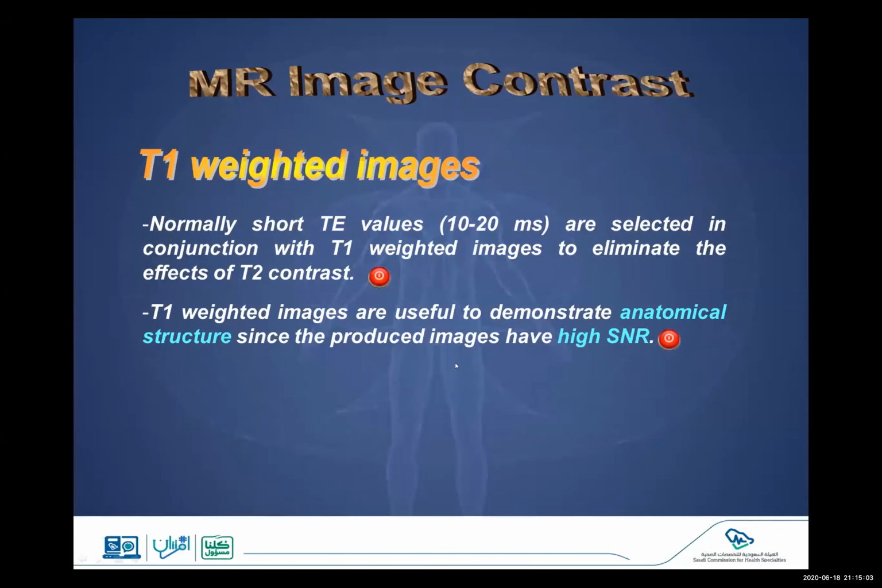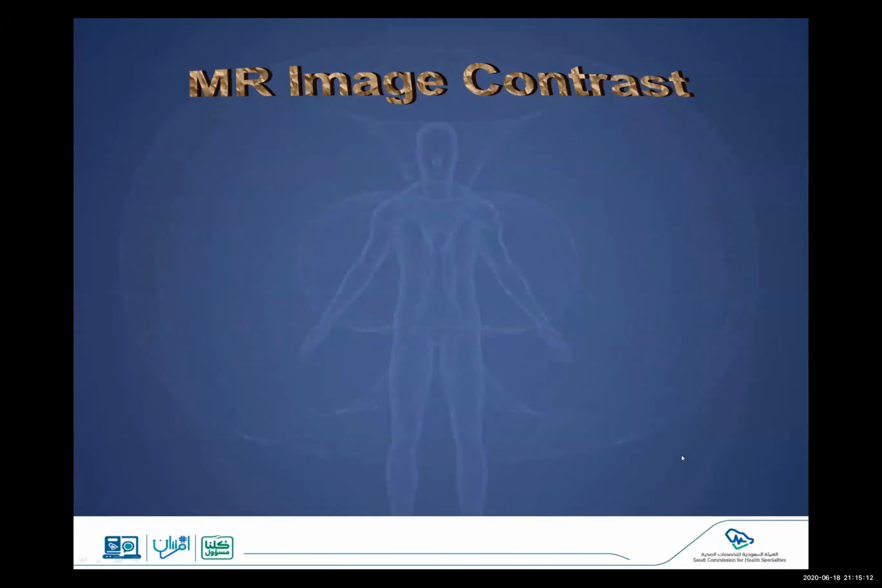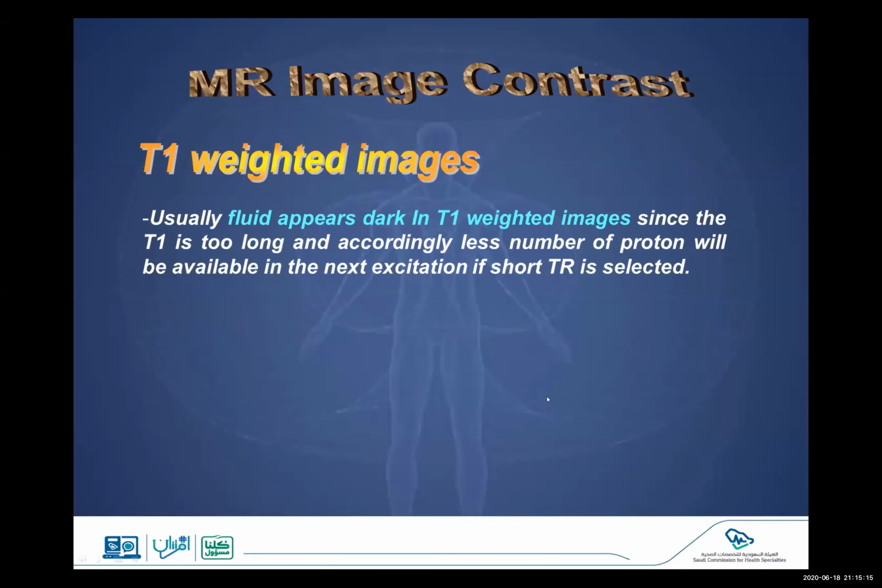T1 weighted images are useful to demonstrate anatomical structures, since they produce images with a higher signal to noise ratio. So usually we use them to show anatomy or for post contrast imaging with additional contrast injection. Usually fluid appears dark in T1 weighted images. Since the T1 is too long, as we just mentioned, CSF takes too long to recover, and accordingly, if you select your TR short, CSF does not have sufficient time to recover and will not show in the images.